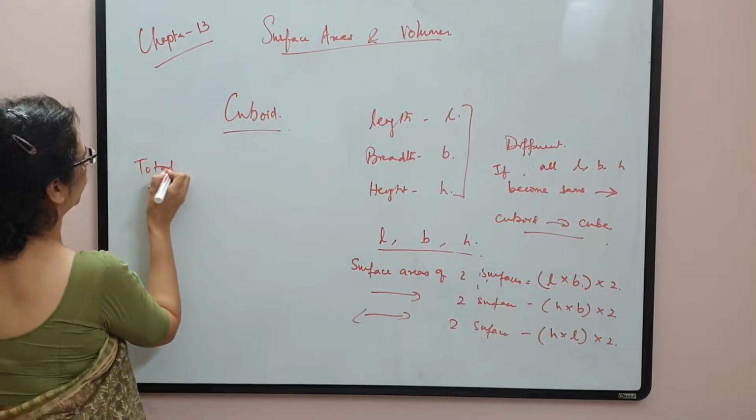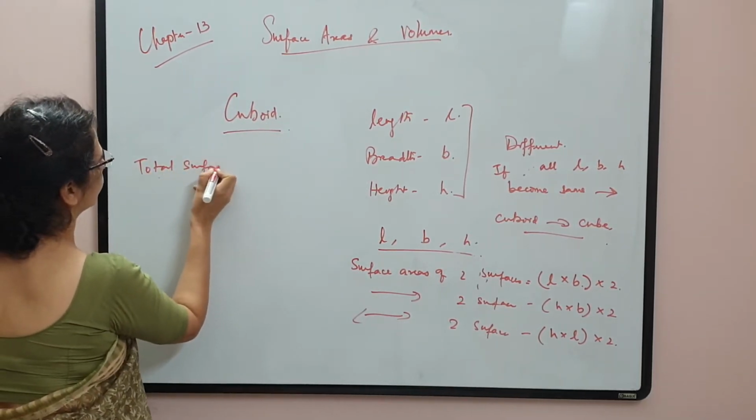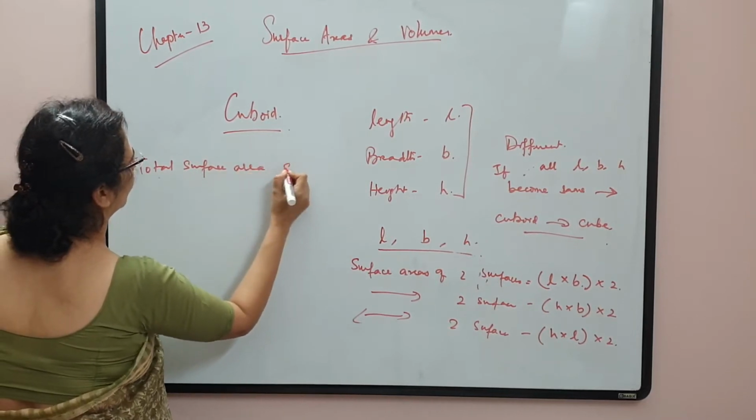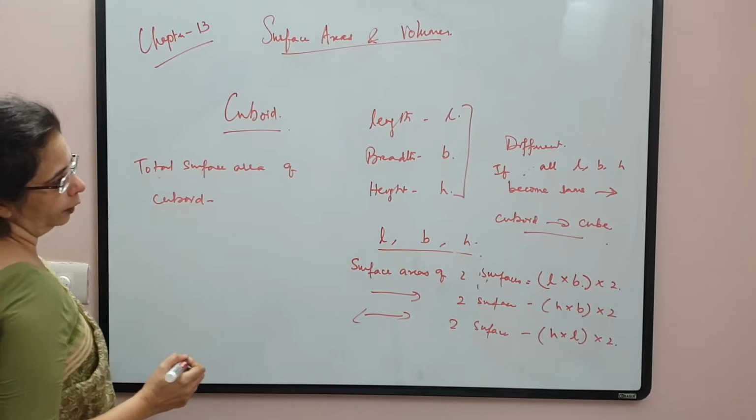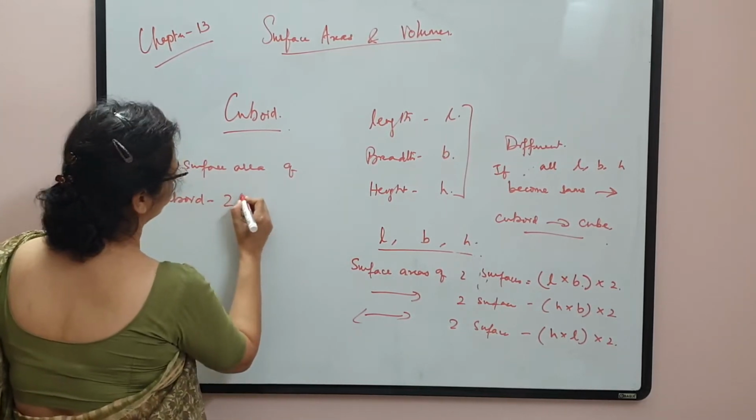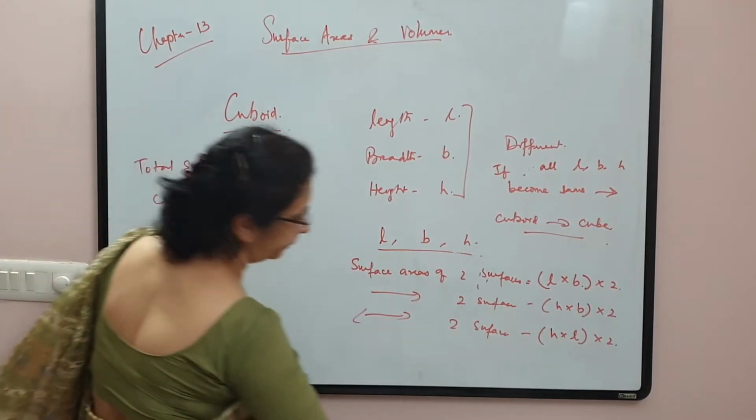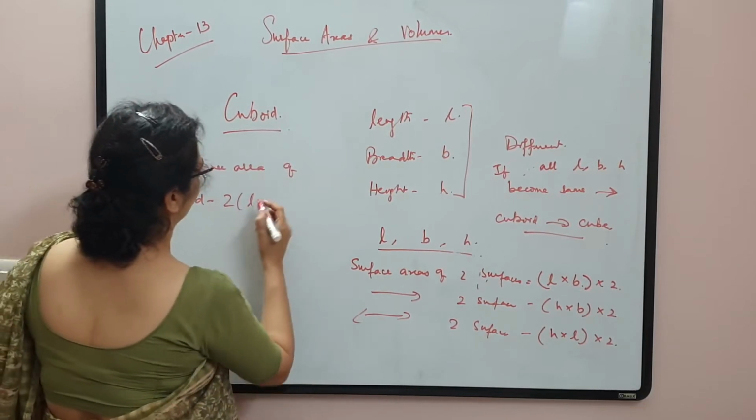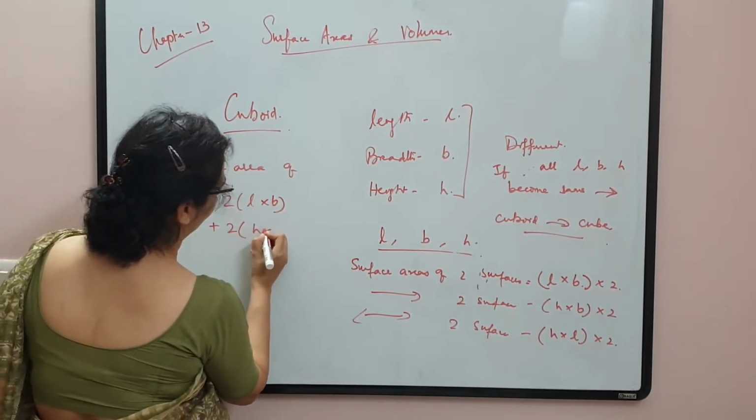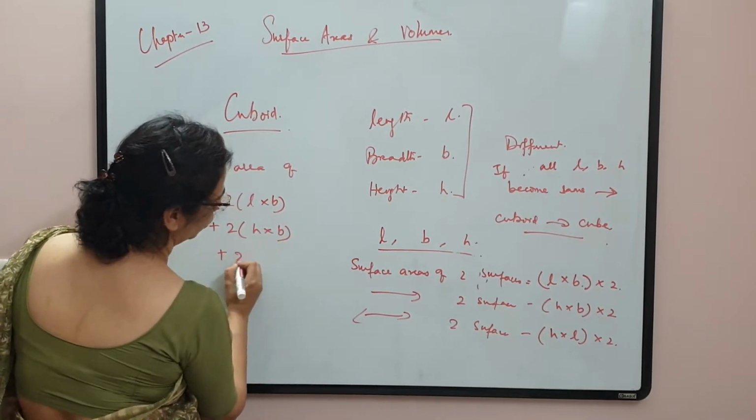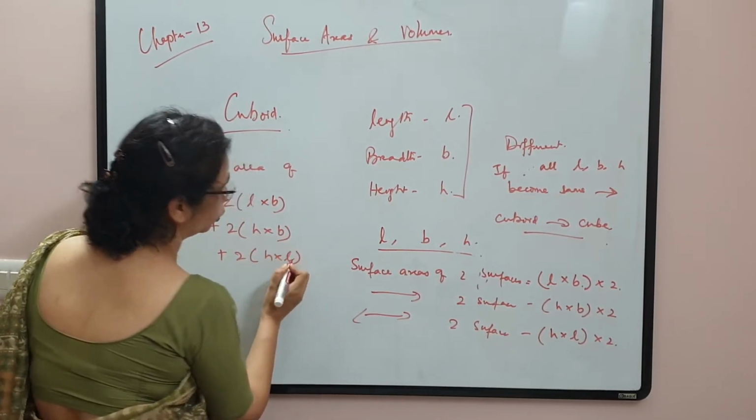So, total surface area of the cuboid will be twice L into B plus twice H into B plus twice H into L. Why is it twice everywhere?